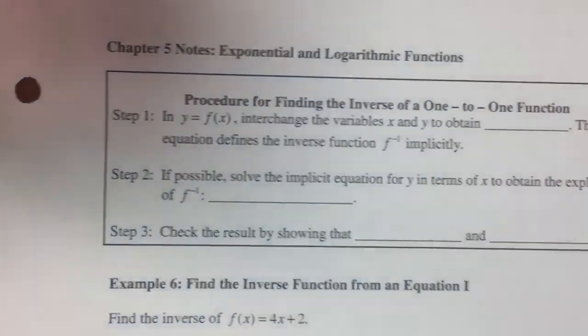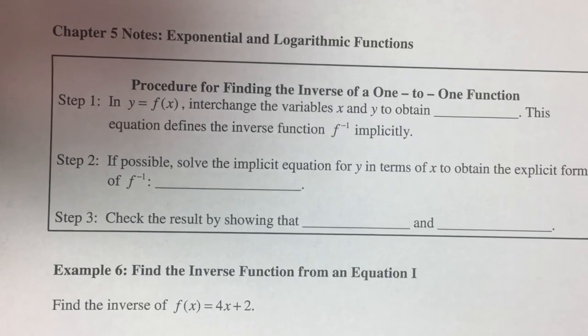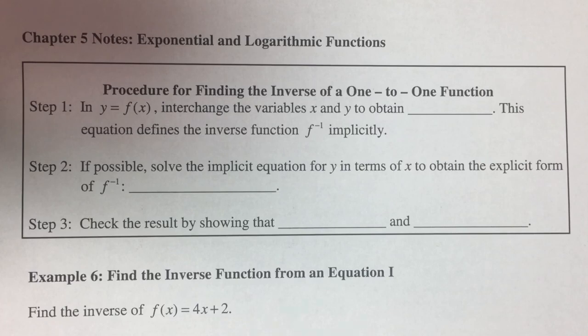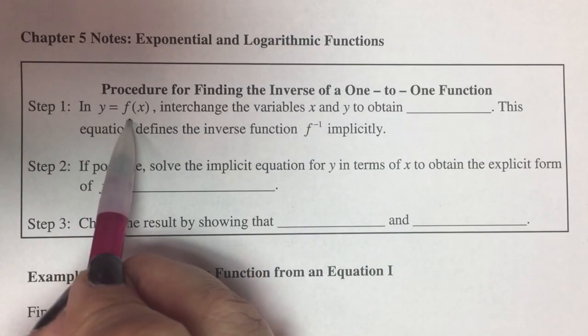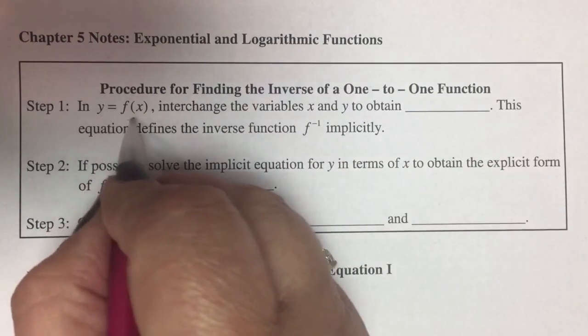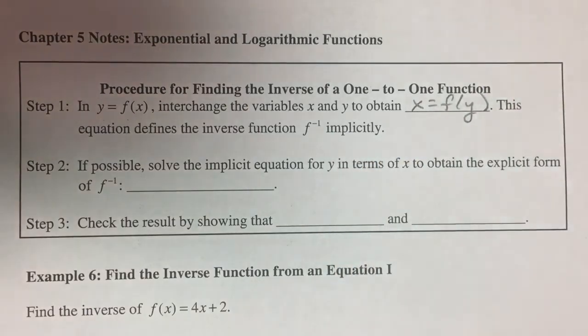Okay, so last page here. Let's quickly talk about how do I find an inverse? What's a procedure? Well, it's really a three-step procedure. First of all, in y equals f of x, so if I have a function f of x, the first thing that I do is I literally flip the domain and the range. I literally exchange the x and the y. So my y equals f of x becomes x equals f of y. Literally switch the domain and the range.